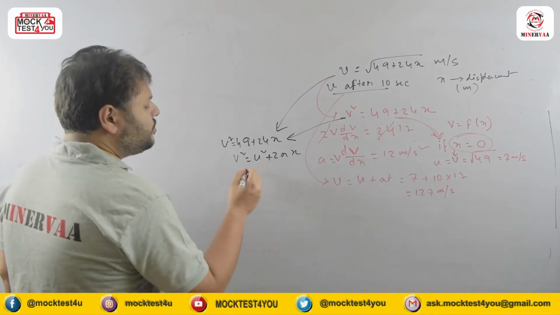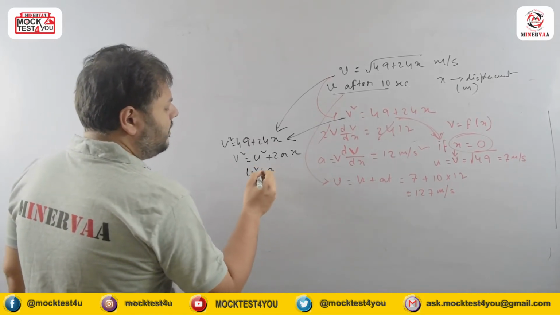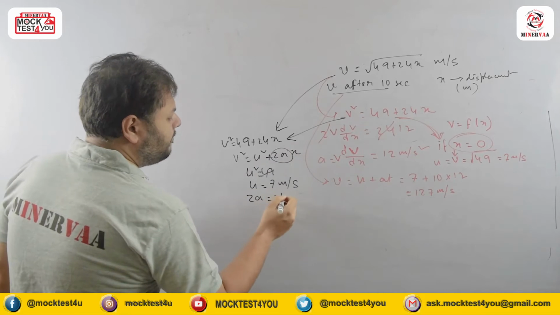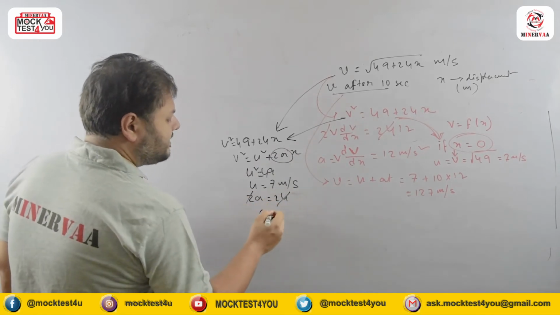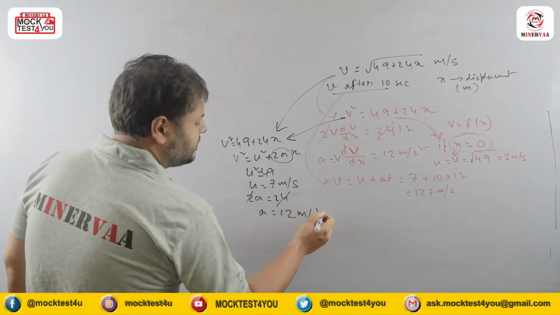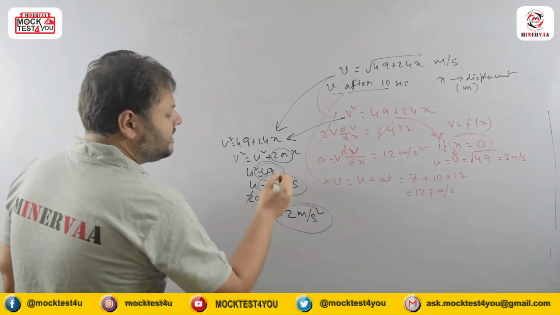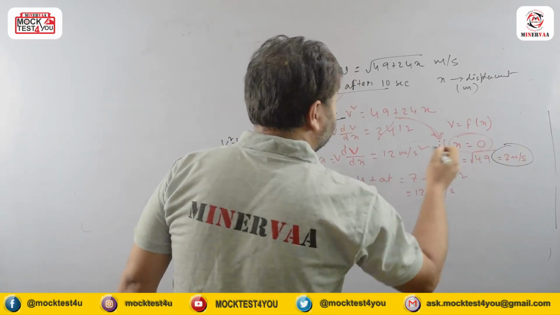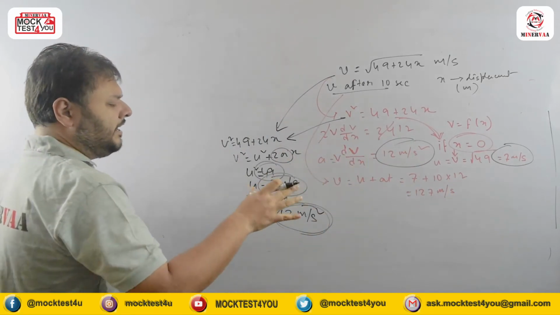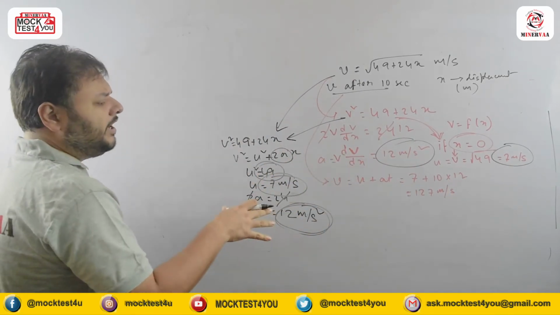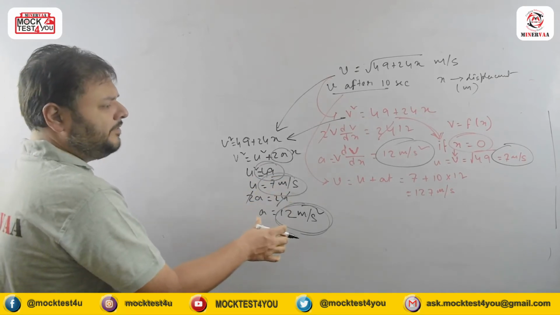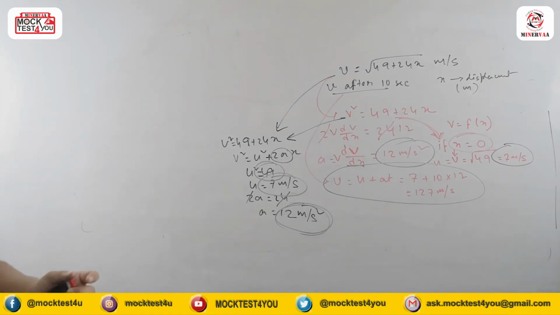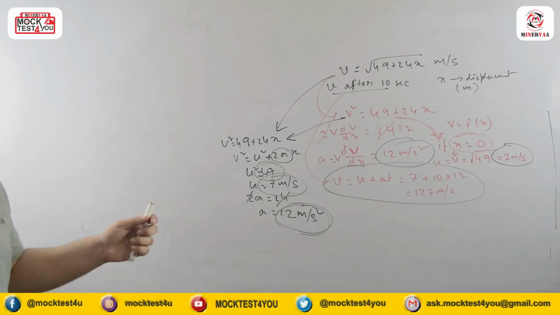Here u squared is comparable with 49, so definitely u becomes 7 meter per second. This 2a is comparable with 24, so a, the acceleration, becomes 12 meter per second squared. So you don't need calculus. You easily get what we got by using so many calculus terms. By comparing, for this type of problem, you can get acceleration and initial velocity, and the rest is common: v equals u plus at. It is 7 plus 10 into 12, so it is 127 meter per second.